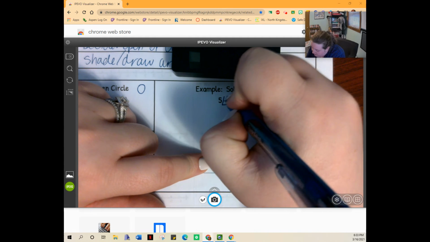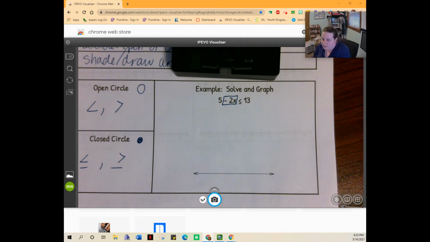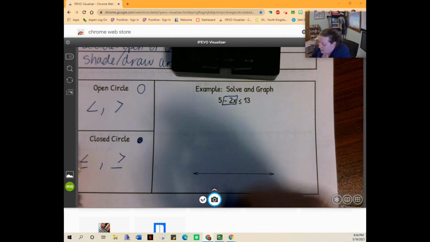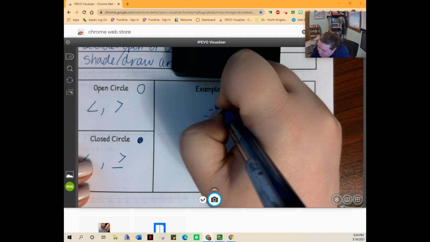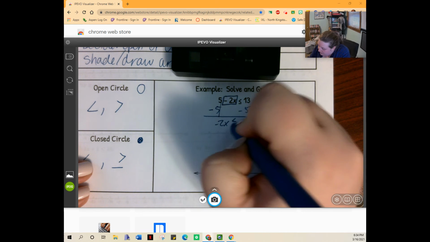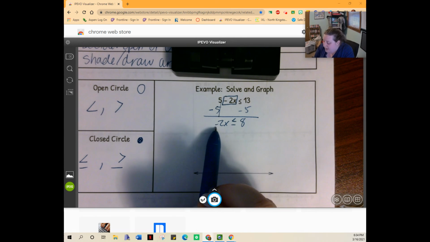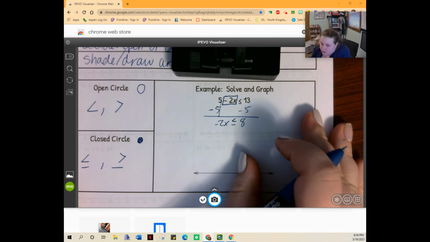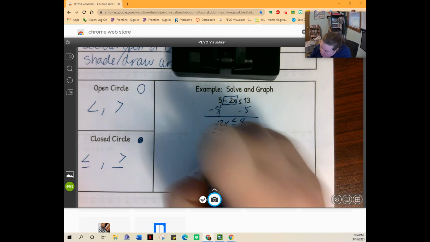So I'm going to start by boxing the x, because that's what I need to isolate and get by itself. This is a review of solving equations. We solve inequalities the same way. This is a 2-step, meaning I have to get rid of the constant first, and then I'm going to deal with my variable. Because this is a positive 5, I'm going to subtract 5 on both sides, and that zeroes out, leaving me with just negative 2x less than or equal to 8. My next step is to get x by itself, and this is saying negative 2 times x. So the opposite or inverse would be to divide by negative 2.